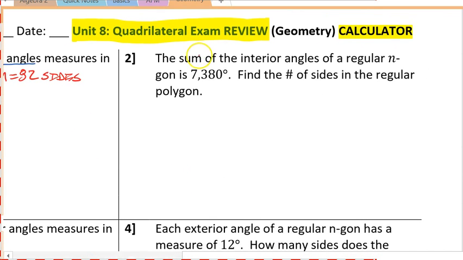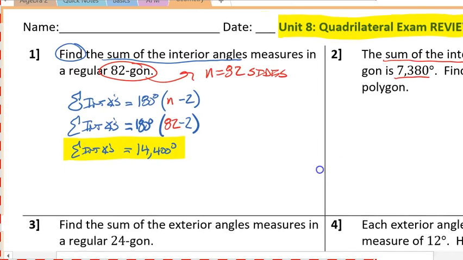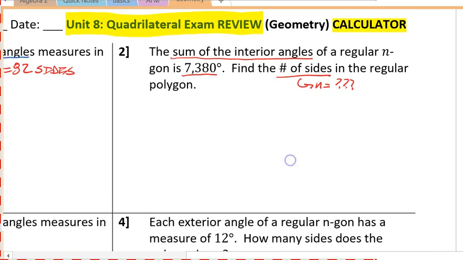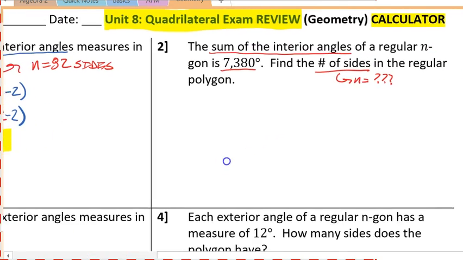Question number 2. Once again, we are told that the sum of the interior angles of a regular n-gon is 7,380 degrees. We have to find the number of sides in this particular example. So very similar wording to question number 1, but in question number 1 we were given the number of sides and asked to find the sum. Here we're given the sum and asked to find the number of sides. So we will start off by using the same formula.